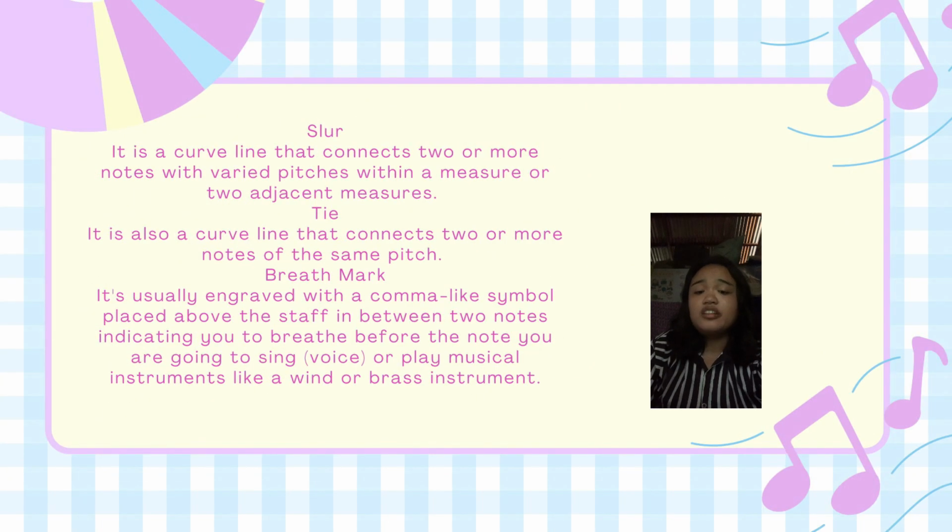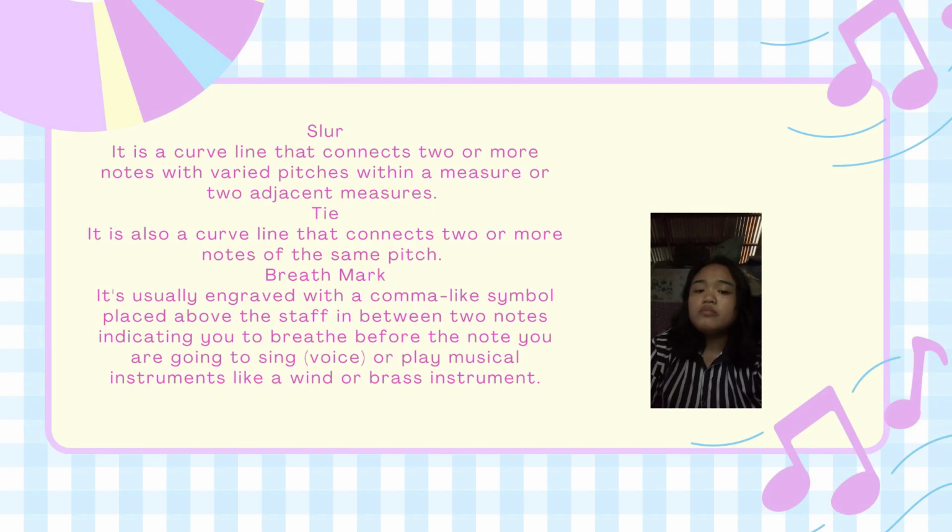Next is the slur. It is a curved line that connects two or more notes with a varied pitch, just within a measure or two adjacent measures. A slur, also called a phrase marking, indicates a phrase of music that is to be played with legato articulation. Legato means to play something smoothly, making each note feel connected to the next, the opposite of staccato articulation.